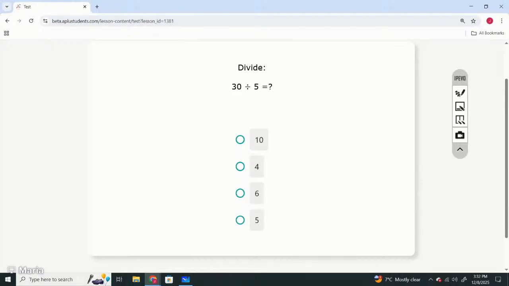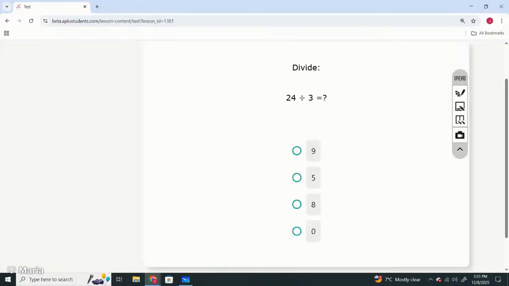30 divided by 5, which is the correct option? You need to count a table of 5 until 30. So 5 times what number makes 30? 5 times 6 is 30. The correct option is 6.